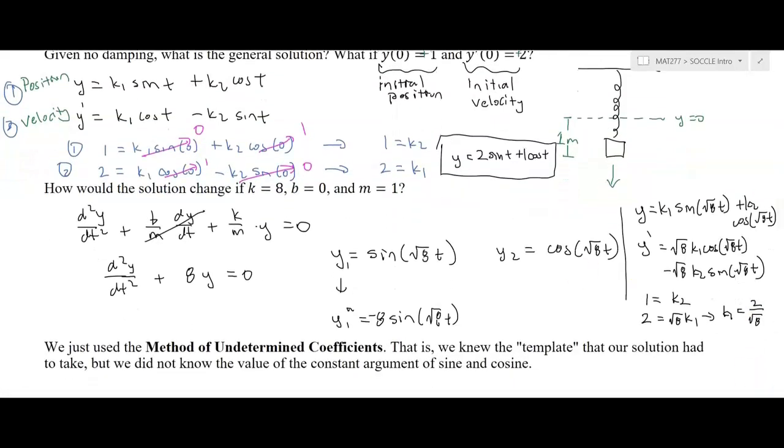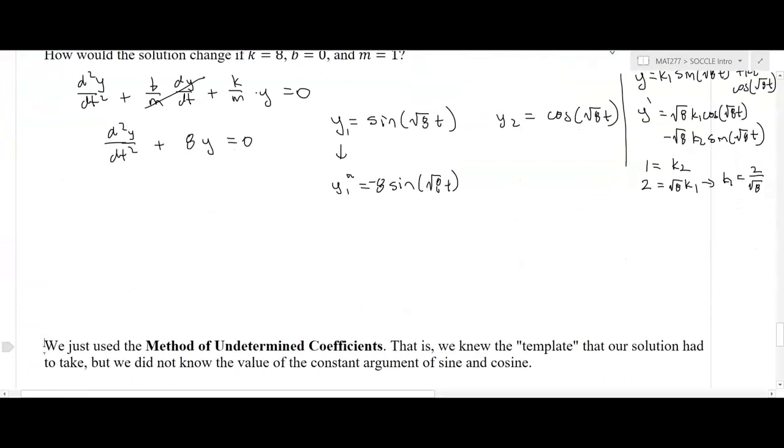So my particular solution for this set of initial conditions is going to be y equals, we said 2 over the square root of 8. And you can leave it like that. No need to reduce this down or rationalize denominators. We'll leave it like that. And then plus our k2, which is 1 cosine of the square root of 8t.